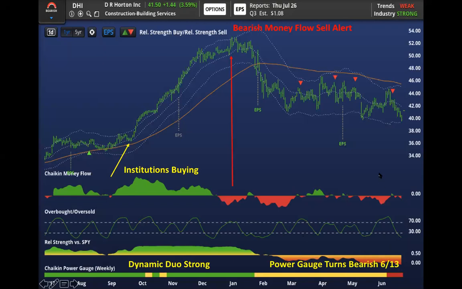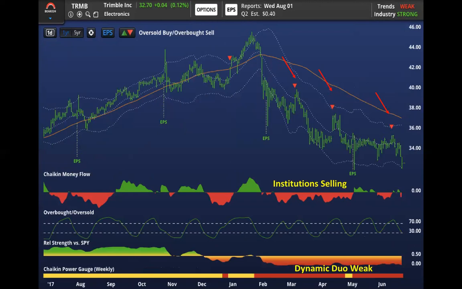And just recently in the last month, the power gauges turned bearish. Now these are all relative strength sell signals, which work very well even with a neutral power gauge. So there's your whole cycle. Recommended it, had a great trade, or people who bought it in their 401k plans, $36.90 up to 52. Bearish money flow sell alert, and then the whole thing starts to unravel. And while small caps and the NASDAQ were making new highs and the S&P was rallying to 2,800, what was the end result for D.R. Horton? It went nowhere.